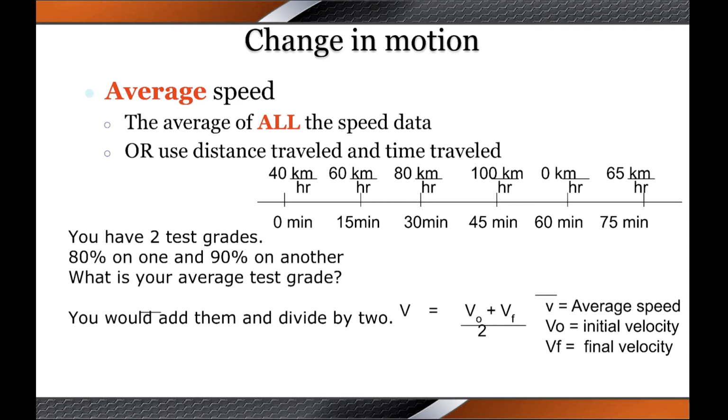Our second way of figuring out our average speed would be similar to how you work with your test grade averages. If you wanted to figure out what your average on 2 tests would be, you add them up and you divide by 2. So 80 and 90, you add them up, divide by 2, your test average would be 85. We can use that same process and look at two different speeds, add them up, divide by 2, and it's going to be your average.